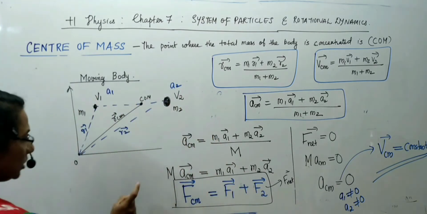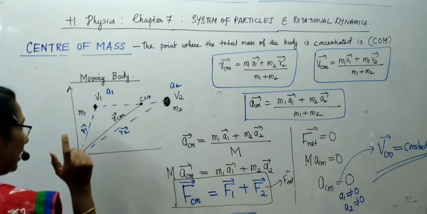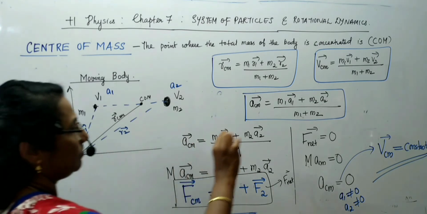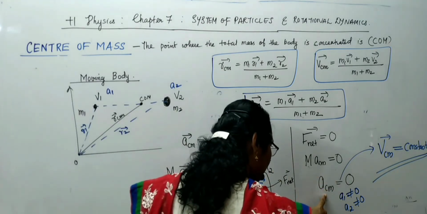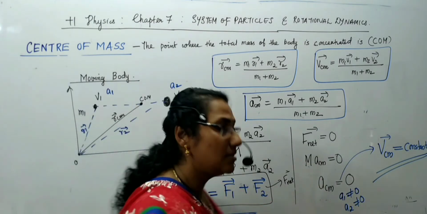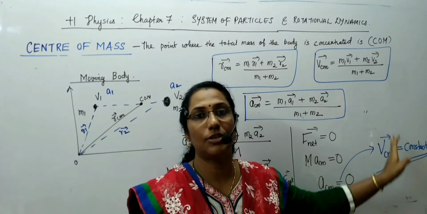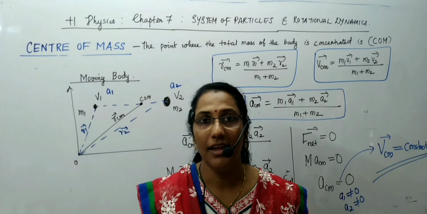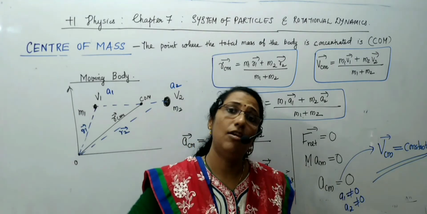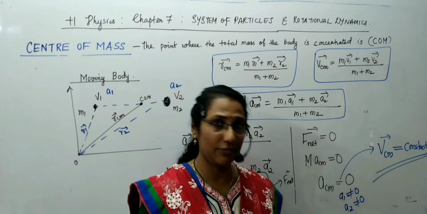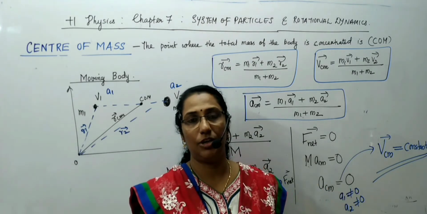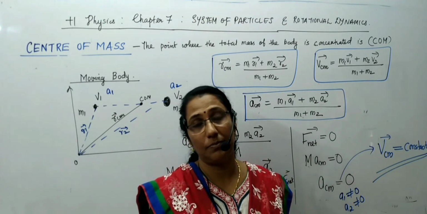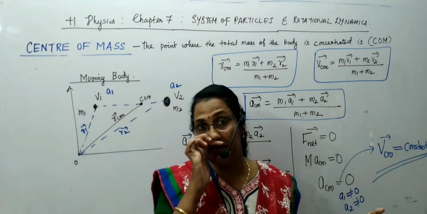Okay, the last statement: if the net force acting on the system is 0, the acceleration of the center of mass will be 0. That is, the center of mass moves with a constant velocity. Clear? This concept leads to many other concepts, such as collisions and the principle of conservation of momentum, which we will discuss in our topic later.